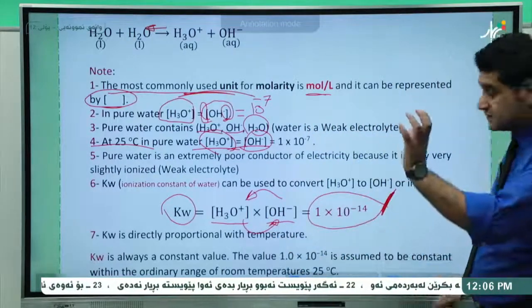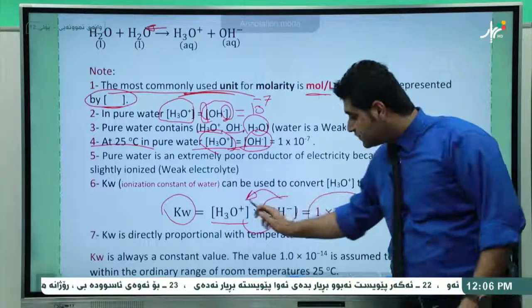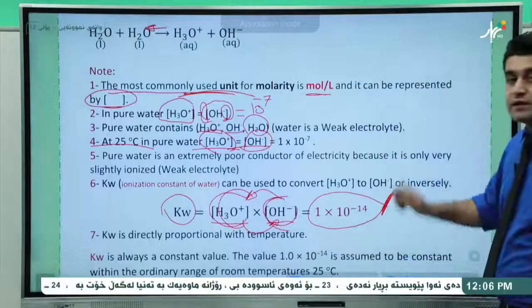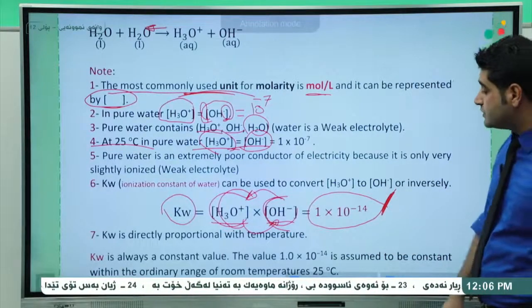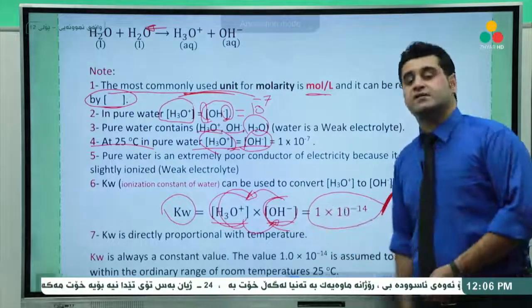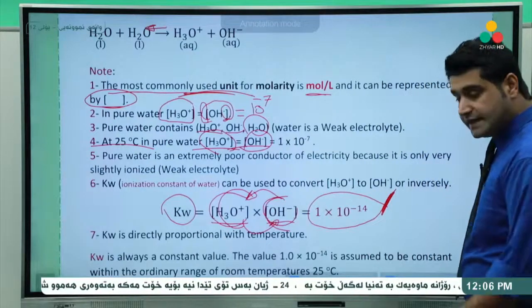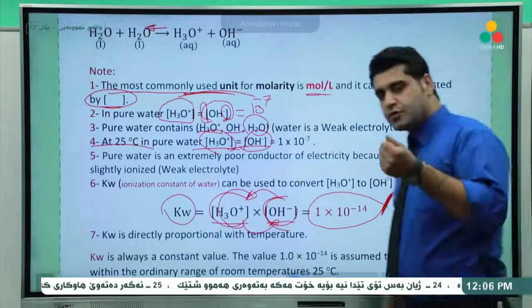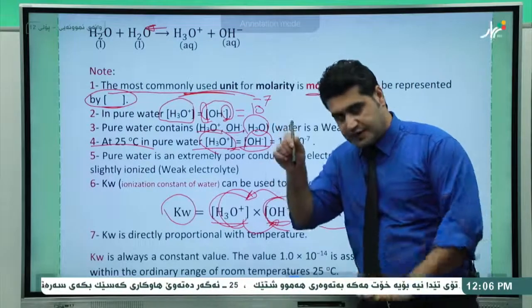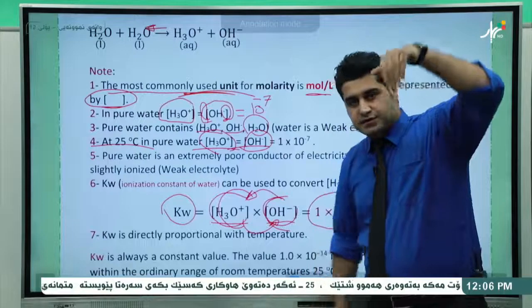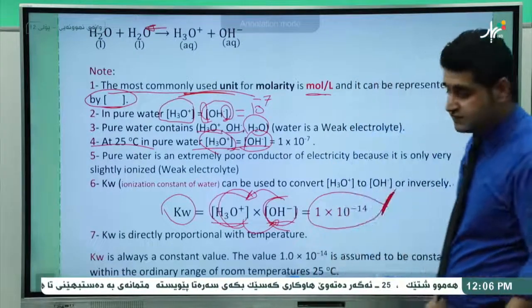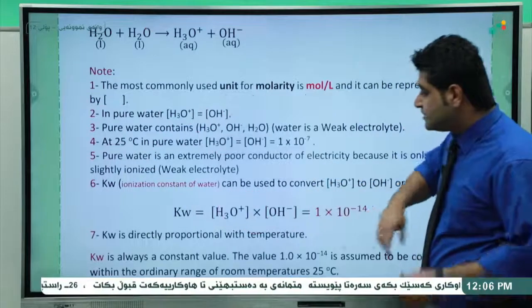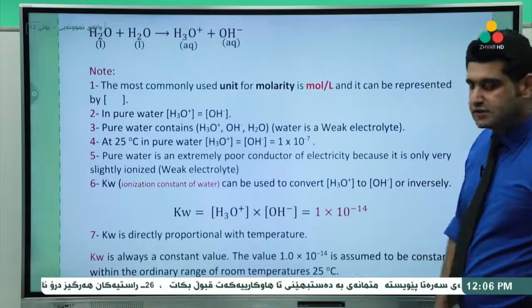So we can get the concentration of the hydroxide from the hydronium, or the hydronium from the hydroxide, using the Kw equation. So Kw for pure water is equal to 1 times 10 to the negative 14. Kw is directly proportional to the temperature. Raising temperature, Kw rises. Lowering temperature, Kw decreases. And it's constant when changing pressure and concentration.